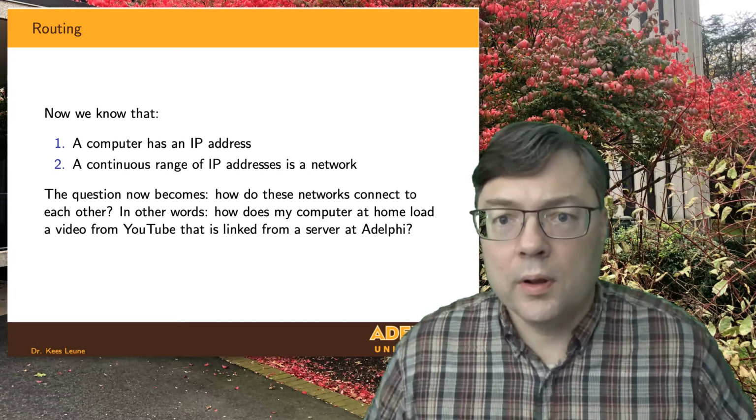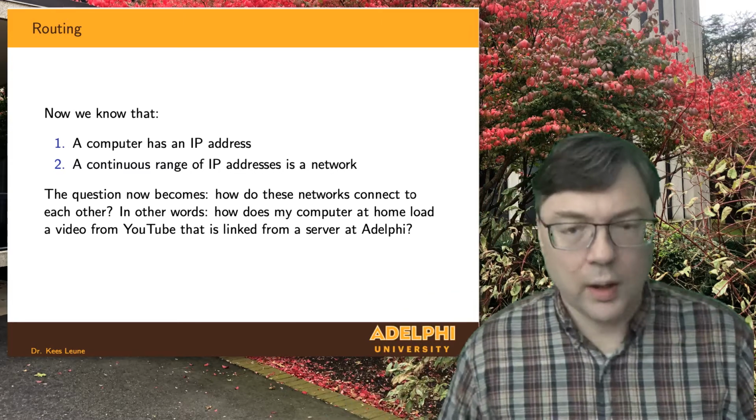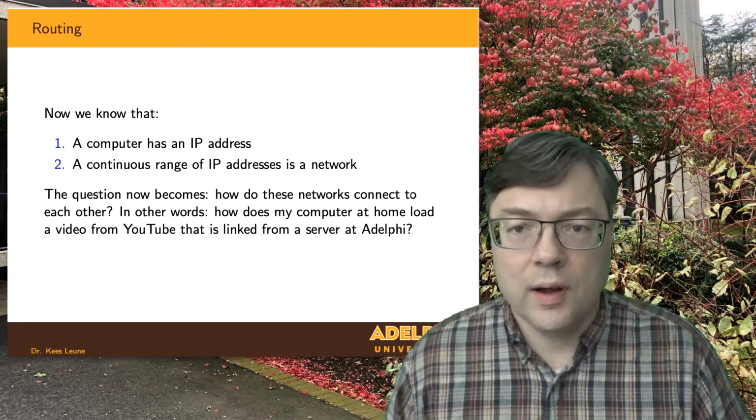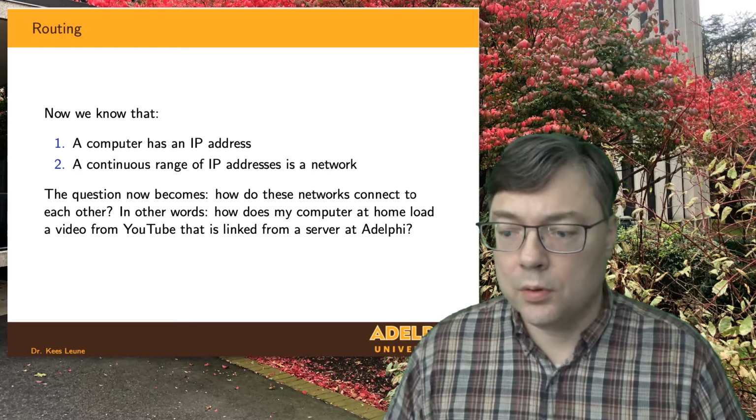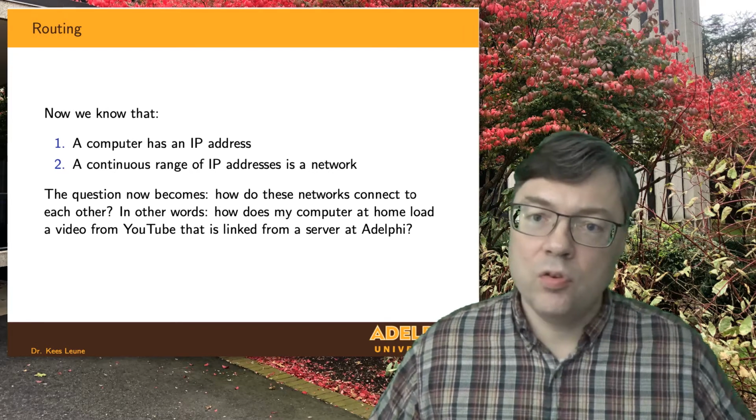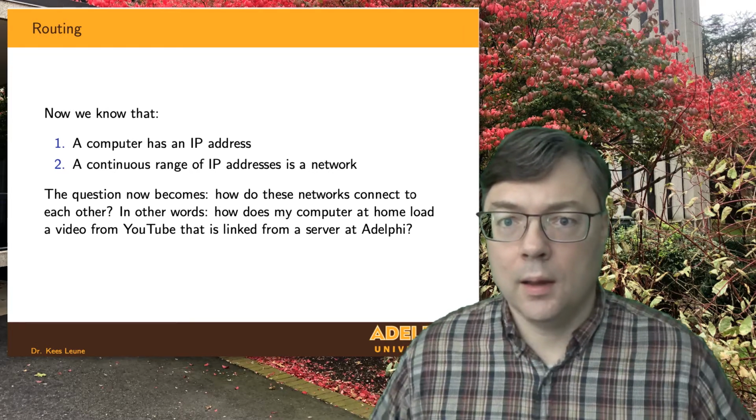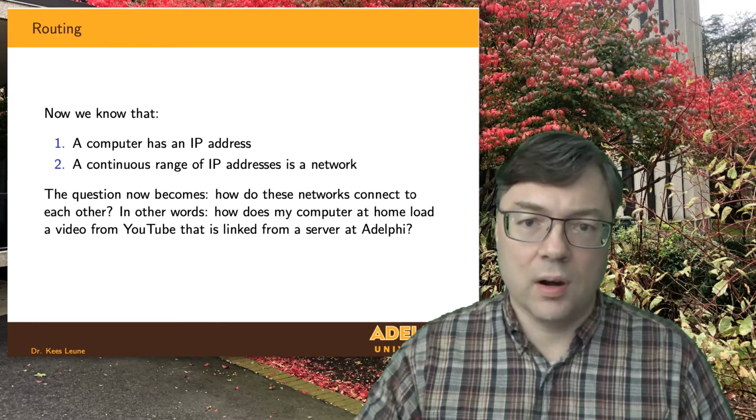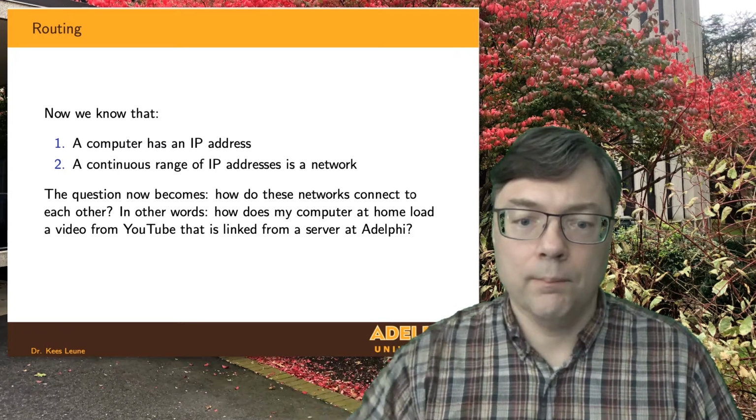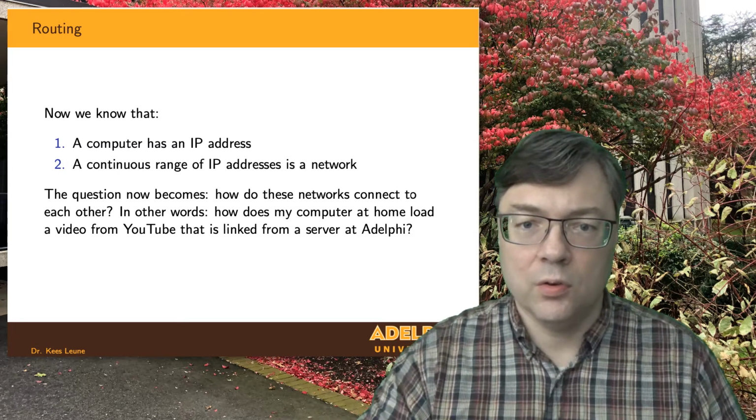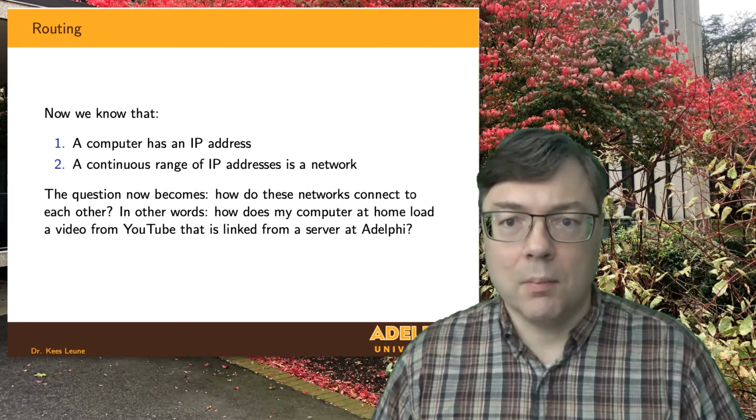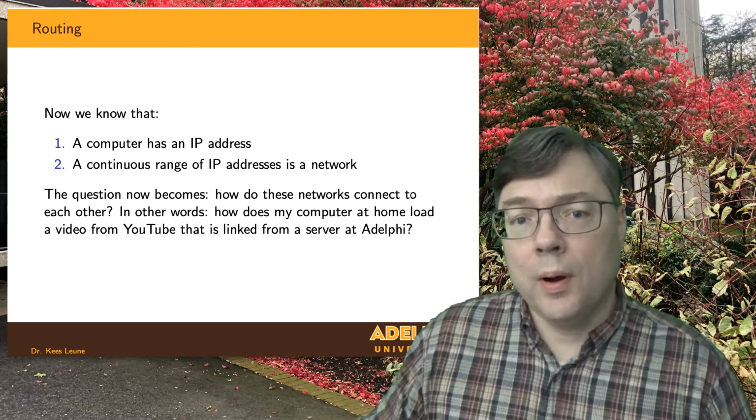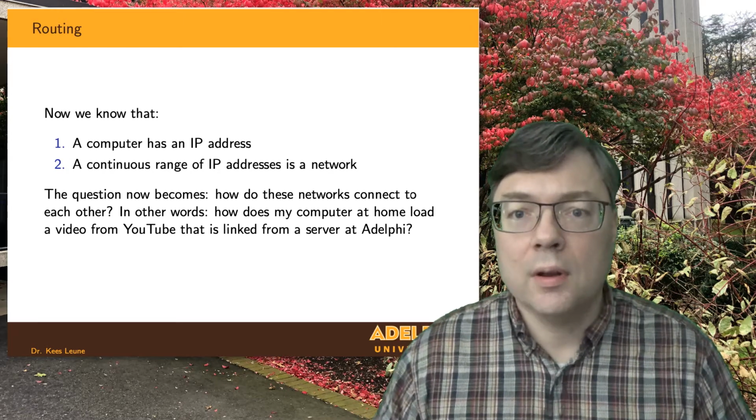Now, at this point we know that a computer has an IP address that it needs to connect to the network. And we know that a continuous range of IP addresses is also known as a network. So the question now becomes, if I have 2 computers on the network, they can exchange information by IP address. If I send something from 192.168.12.1 to 192.168.12.2, it'll just get there, magic. That makes sense because they're all connected to the same network. But why does it work if they're connected to different networks as well?